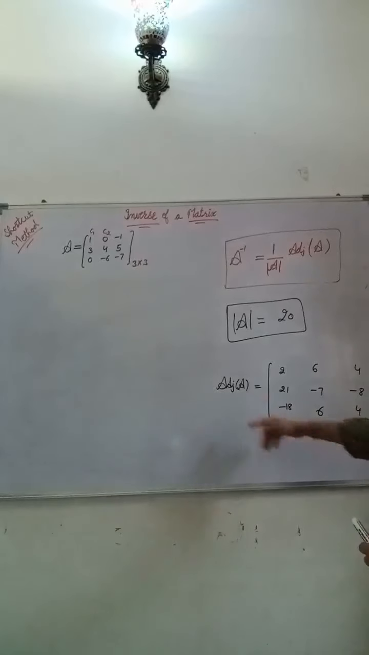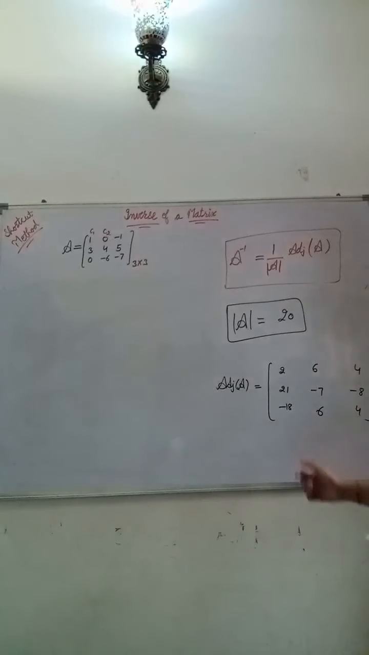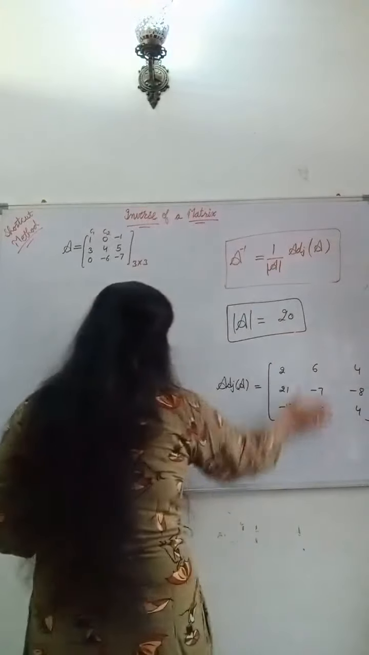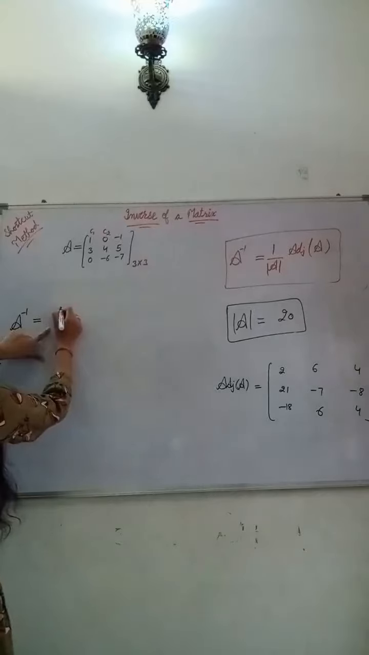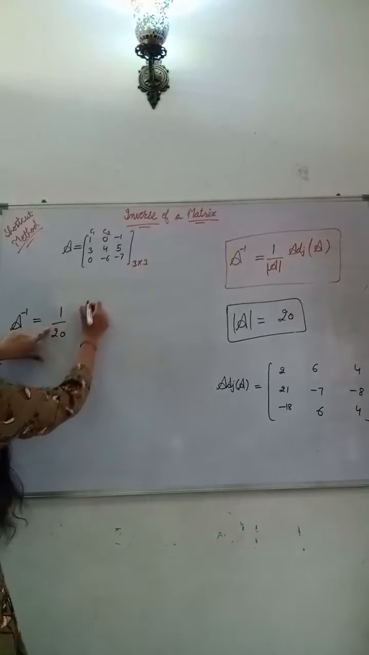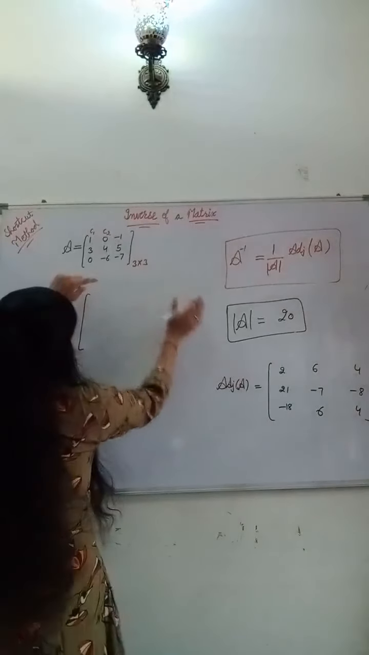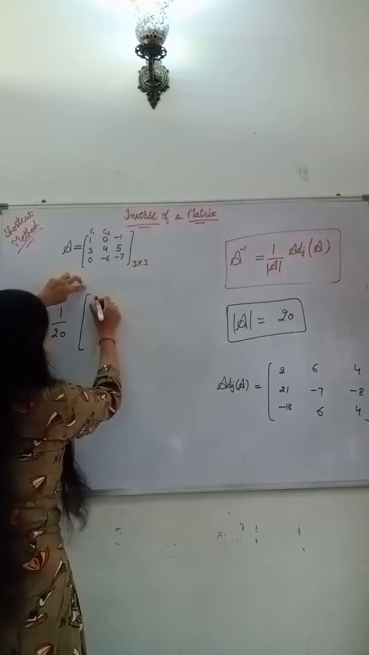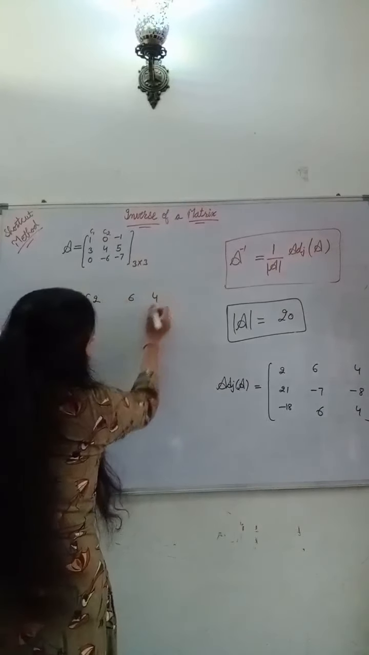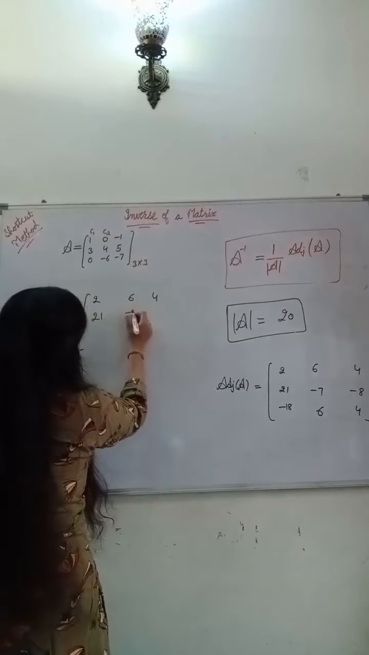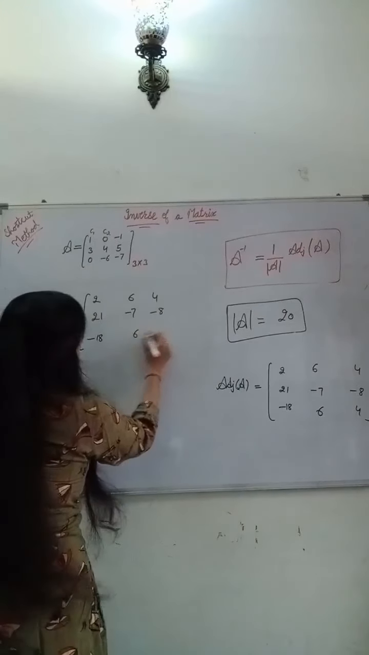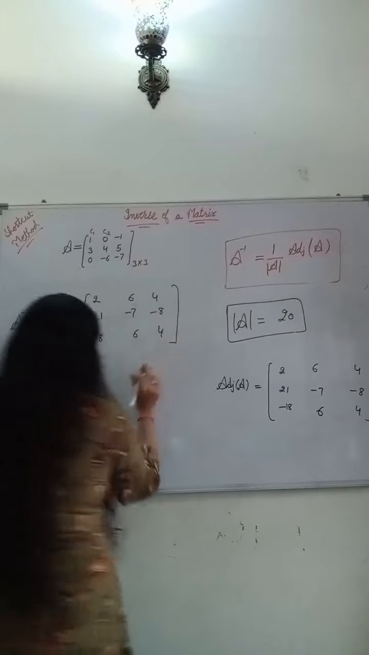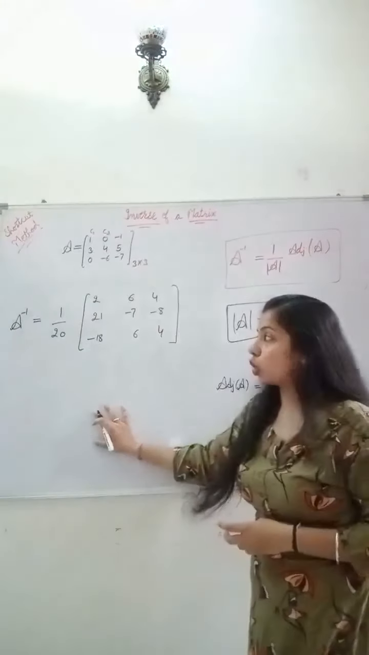Now just put these two values in this formula. Then A inverse will be written as 1 upon 20 into this matrix: 2, 6, 4, 21, minus 7, minus 8, minus 18, 6, 4. That's it. That is the shortcut method to find inverse of a matrix. That's it.